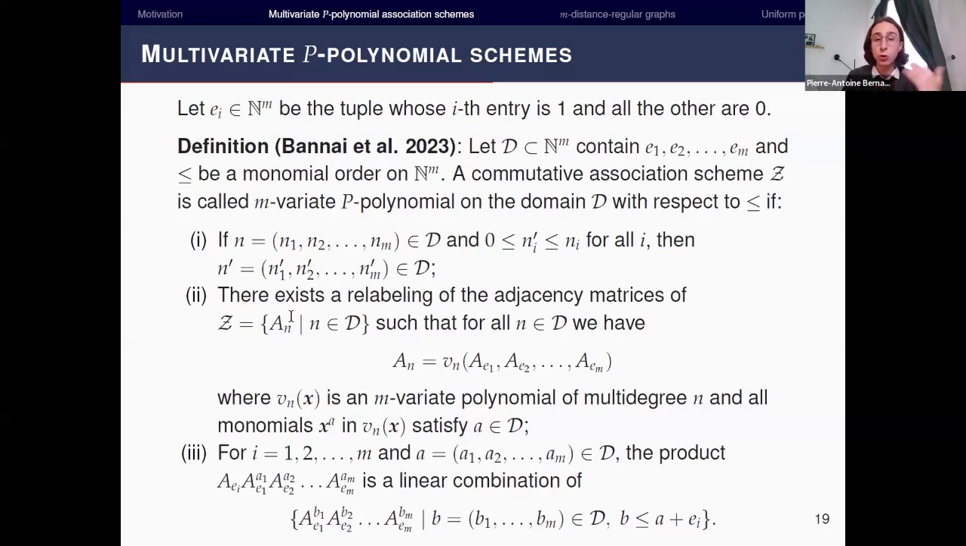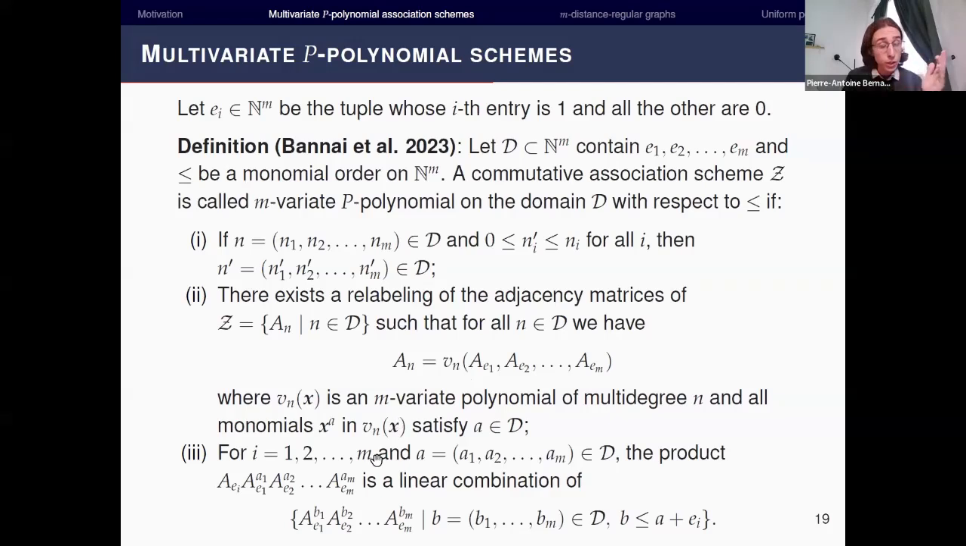The second condition is the one you would expect, because it's the direct generalization of the definition of P-polynomial. It says that with respect to this labeling of the adjacency matrices in the scheme, A_n is a polynomial of multi-degree n in the first adjacency matrices of the scheme. The e_i are the tuples of zeros, except at position i, where the value is 1. So these are the first adjacency matrices of the scheme, and A_n is just a polynomial of multi-degree n in these adjacency matrices, which play the role of the variables here.